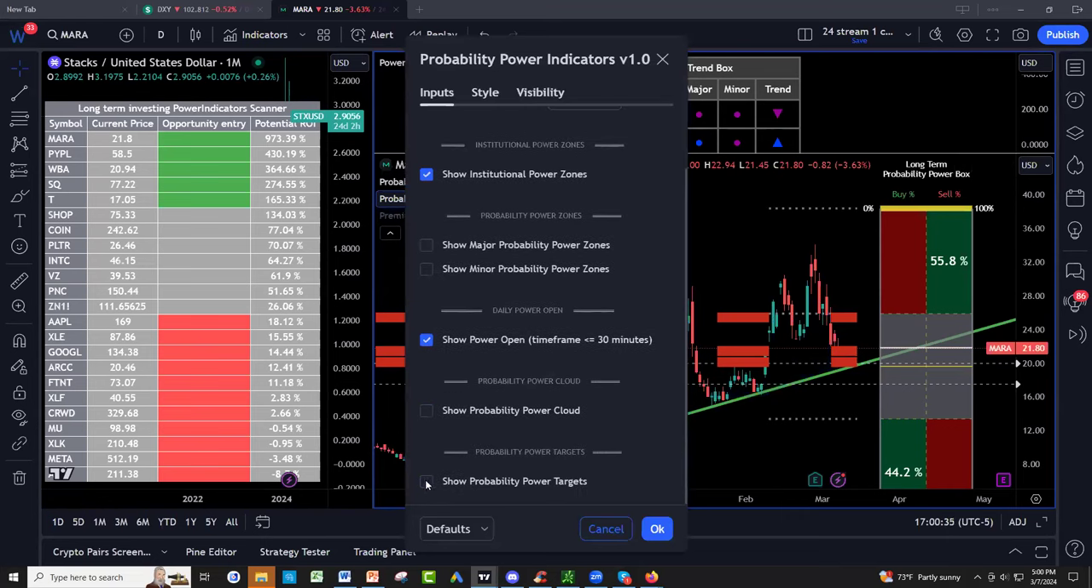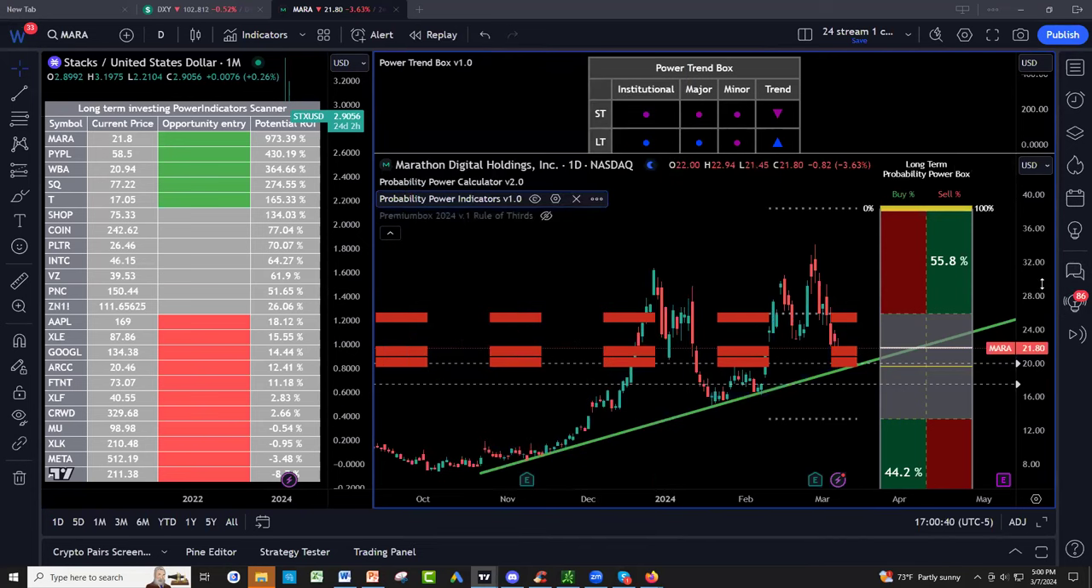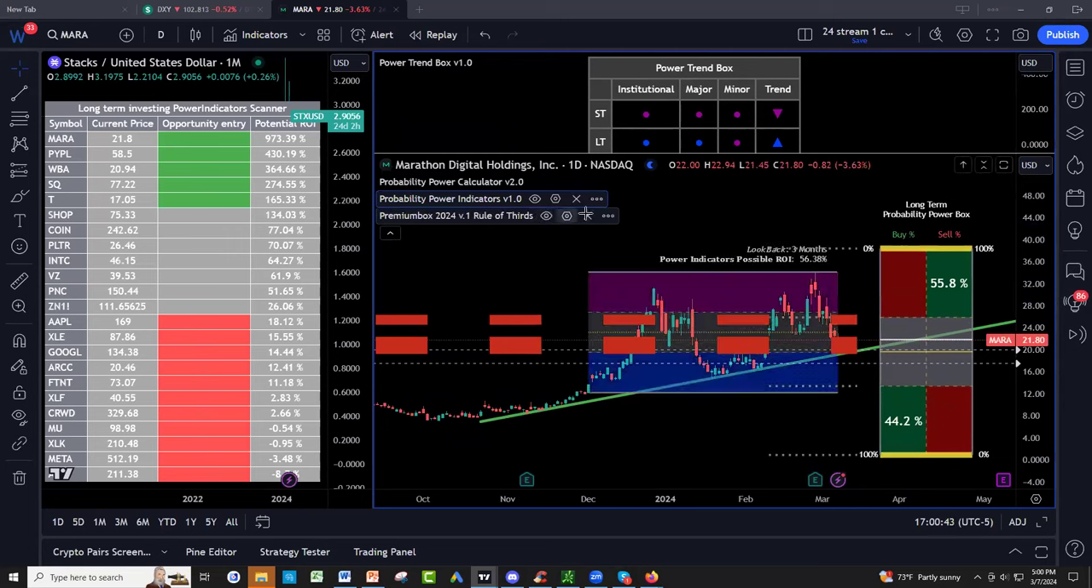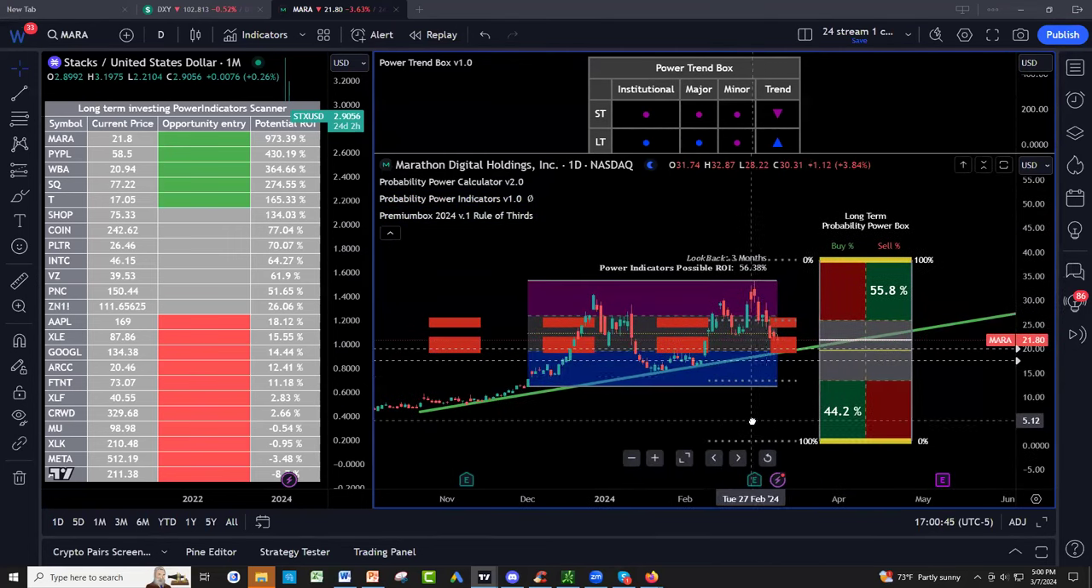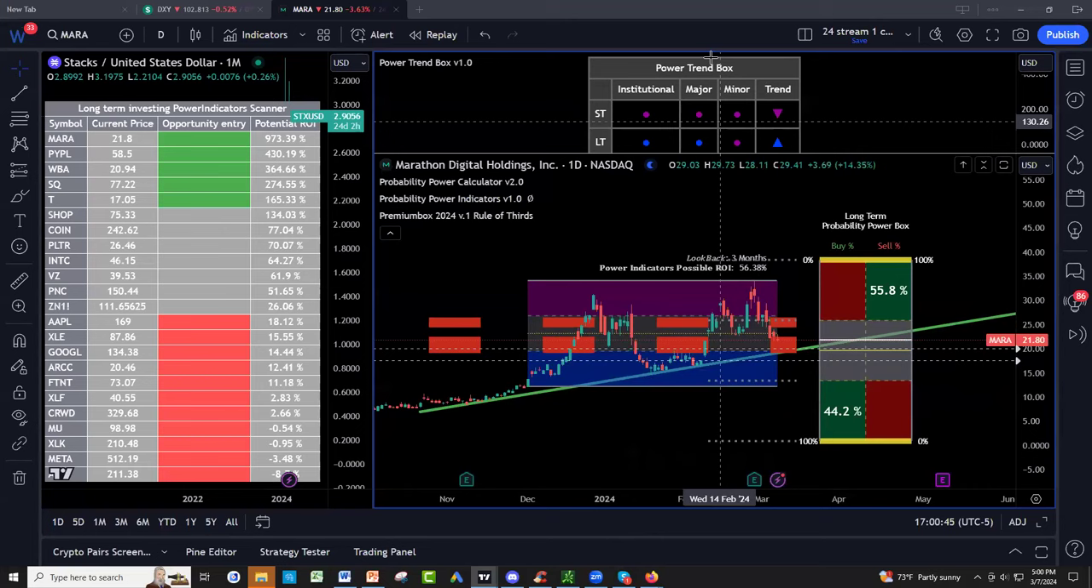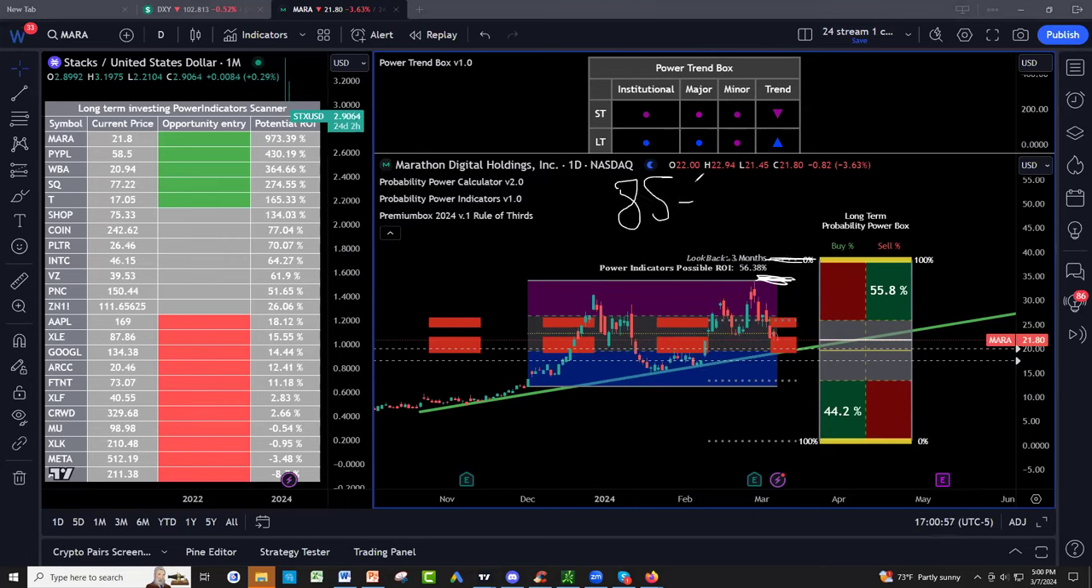Then they should show you the probability power targets. Those are above. So what are the probability power targets? It's in case we blow up all the edges, I still have reference points. So let's say, and we'll discuss that, we blow up this edge and we blow up this edge. By the way, 85% to 90% of the time, on all your trades, you are going to be amazed at the accuracy of how it stays within those two lines from your buy box and your sell box.